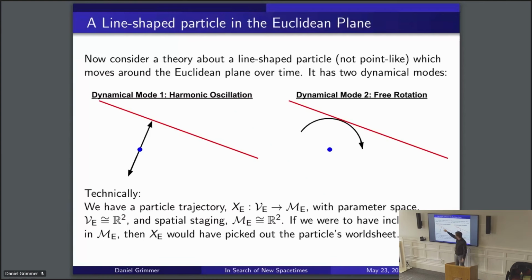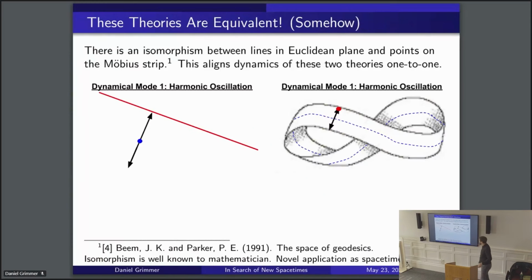One thing it can do is stay parallel to itself and move across this special blue point. Again, kind of harmonic oscillations. Or if it's rotating, it does so at a constant rate. Again, two theories, they seem very different, but they are the first example of topological redescription. There's a sense in which these two theories are nonetheless equivalent. And let me outline how that goes just in rough terms before we formalize it.